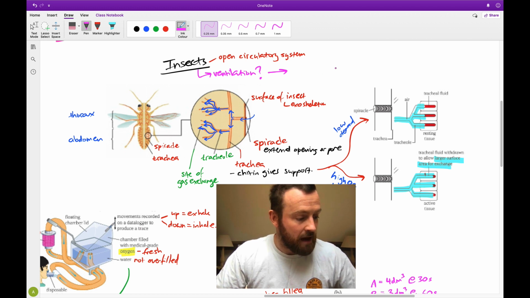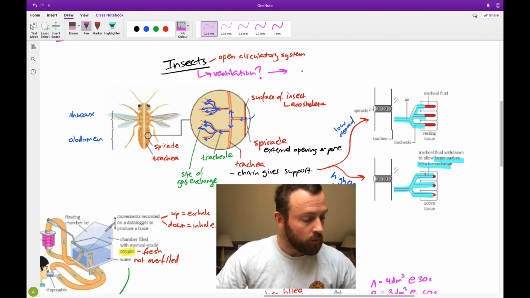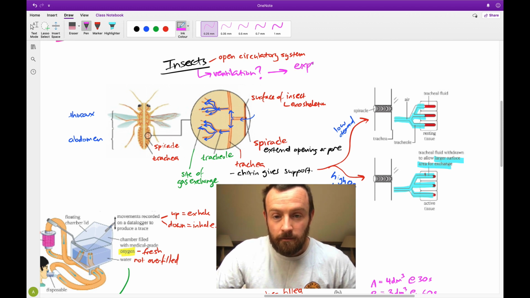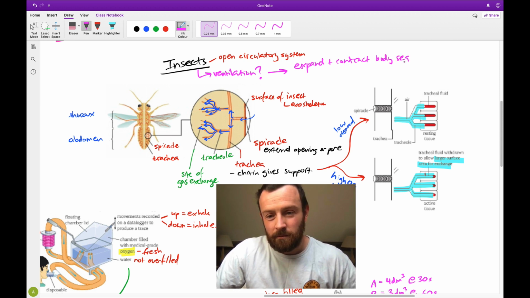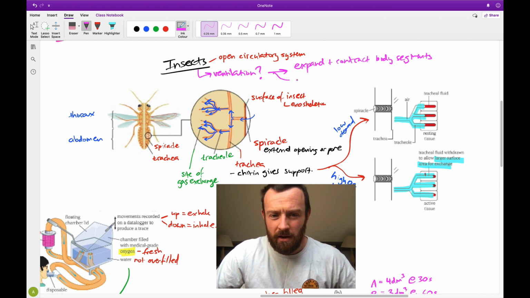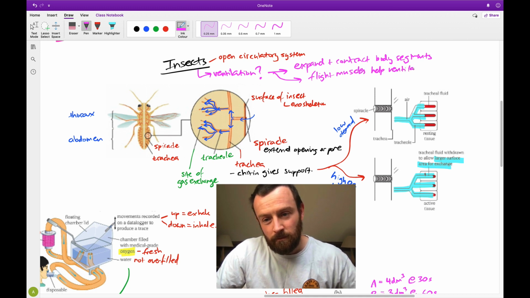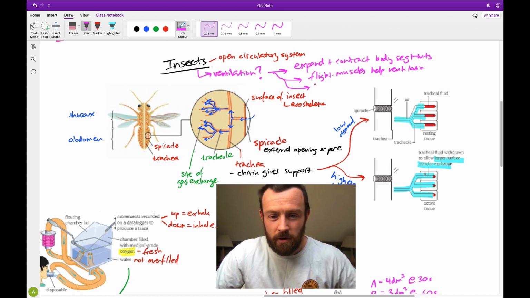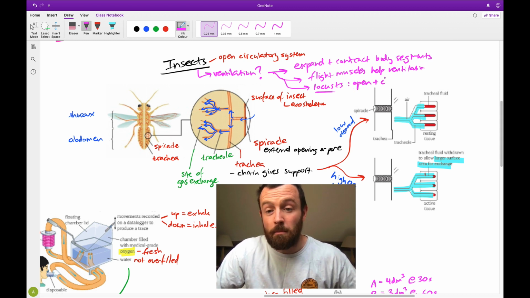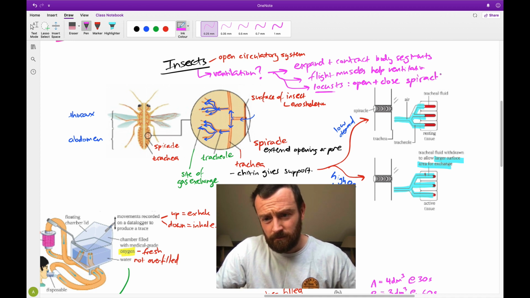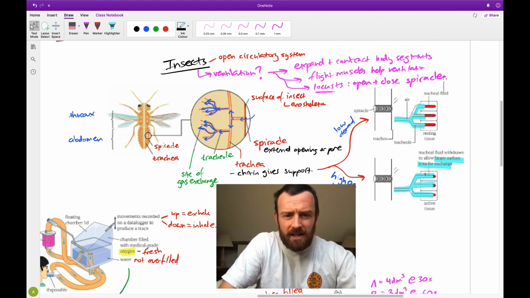So just to summarize that, ventilation: we can expand and contract body segments, we can have flight muscles help ventilation, and locusts can open and close specific combinations of spiracles. Okay, I think that's everything.